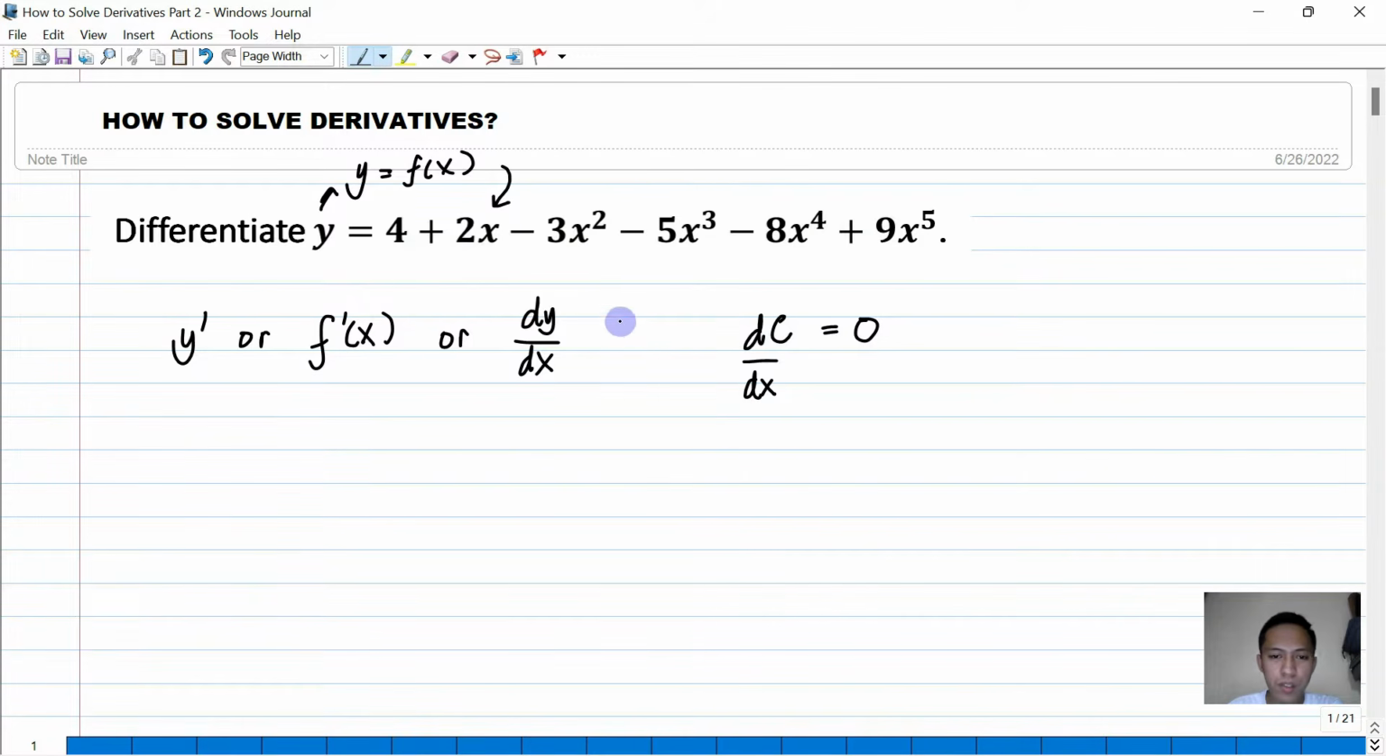Okay? So, in this problem, we can see here exponents. So, ito, exponent 1, hindi na nilalagay. So, ito, exponent 2, squared siya. Ito, 3, ito, 4, ito, 5. Okay? So, kapag nakikita ka guys na exponent doon sa problem mo, sa derivative, automatic guys, ang gagamitin nating formula dyan is yung power formula. Okay? So, ano ba yung power formula?